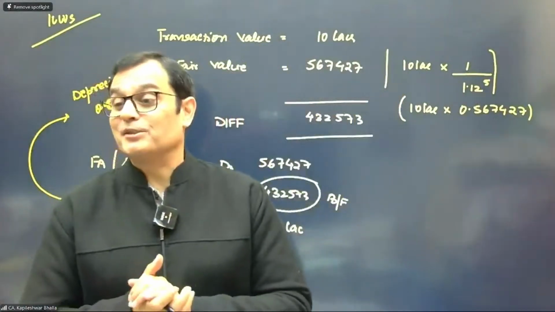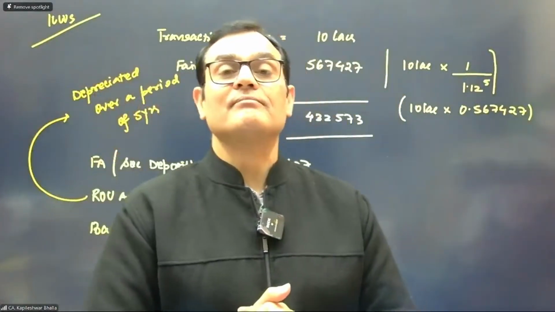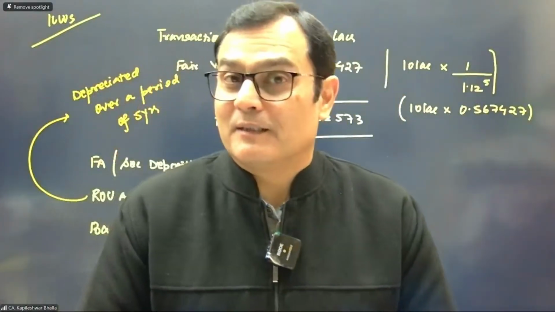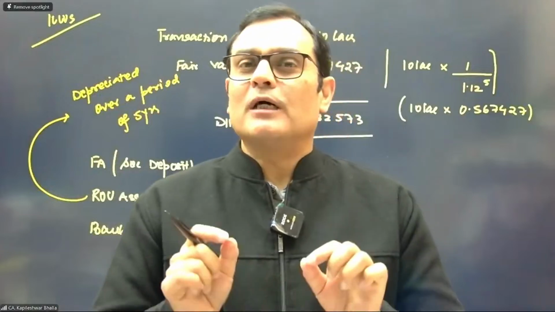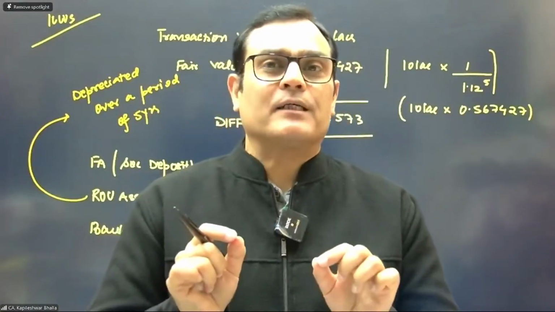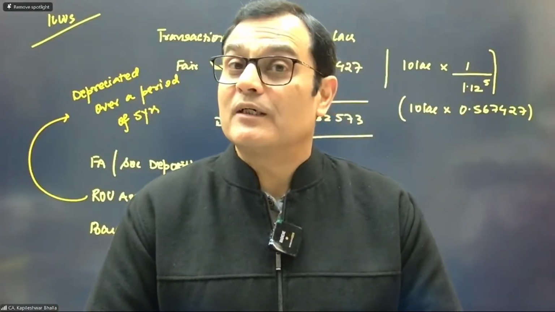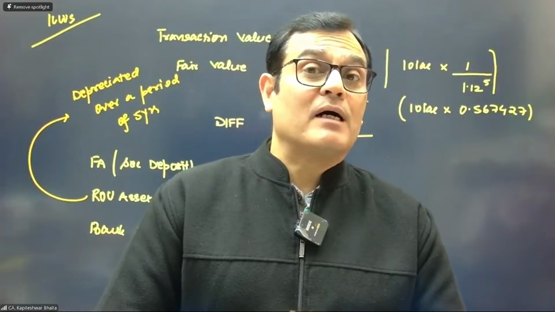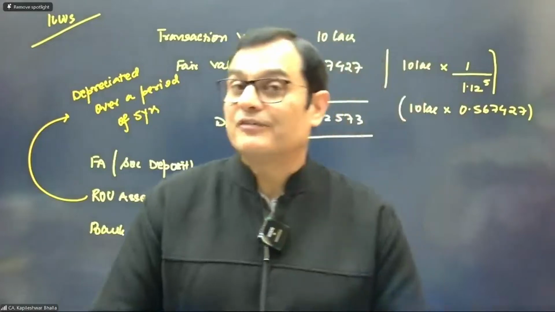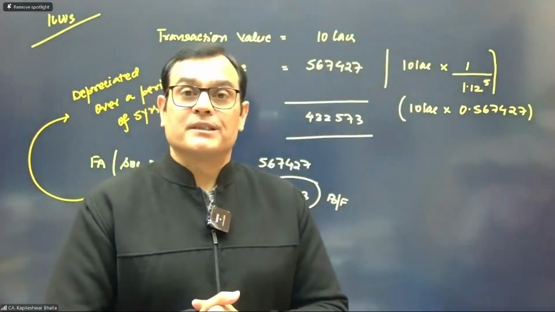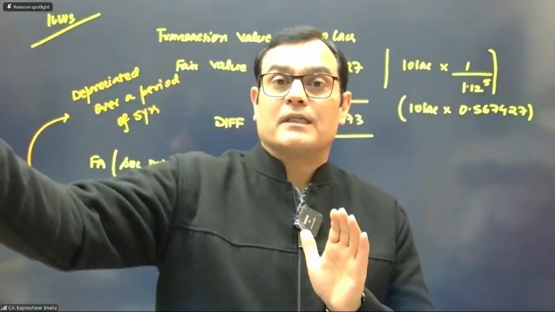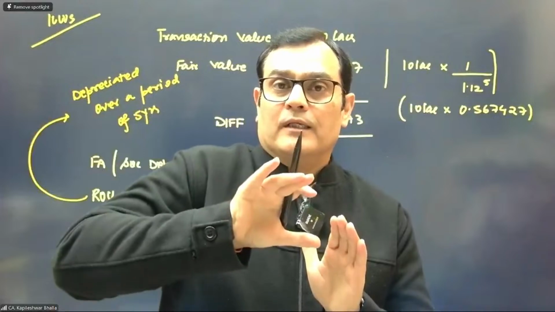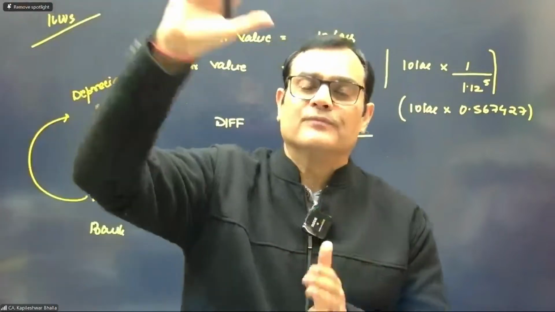Though I've already answered that question indirectly. Yes, of course. When you're going to account for the financial asset at amortized cost, we are going to follow the concept of EIR. That 12%, which is the market rate of interest, is going to act like an effective interest rate. And since you have done the discounting of the deposit at 12%, now you need to go for a compounding of this.